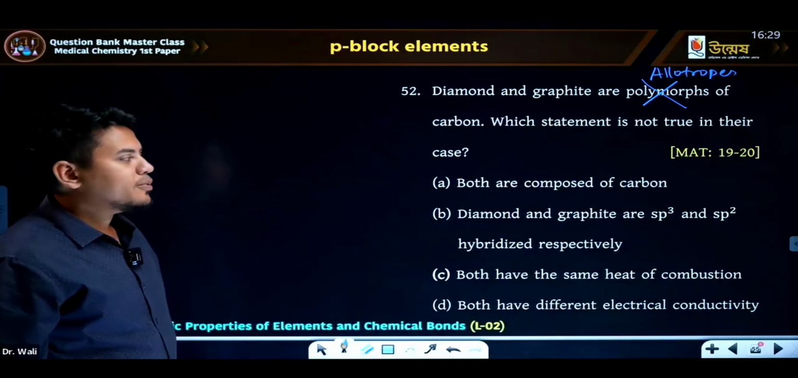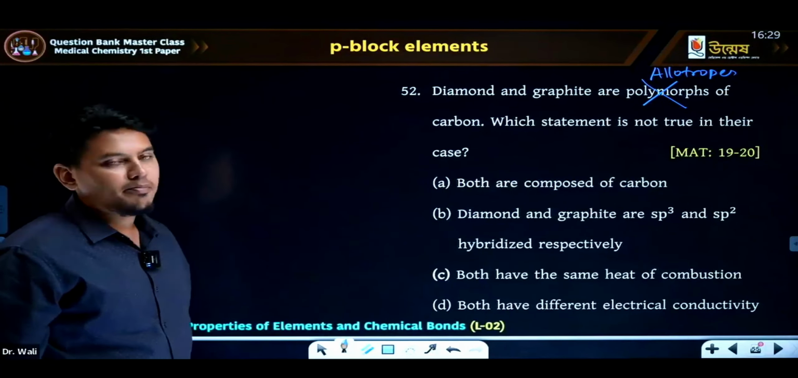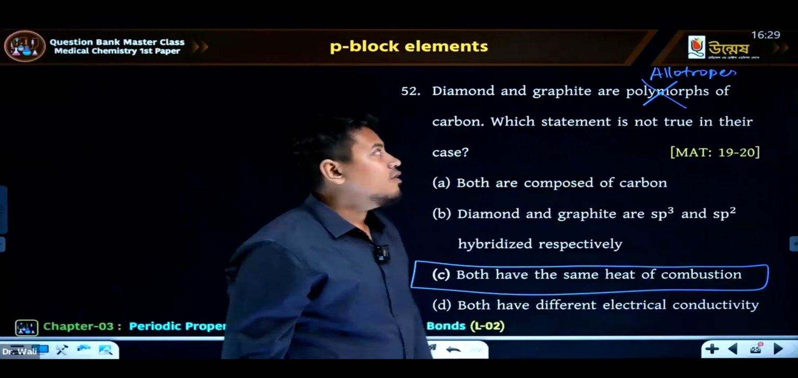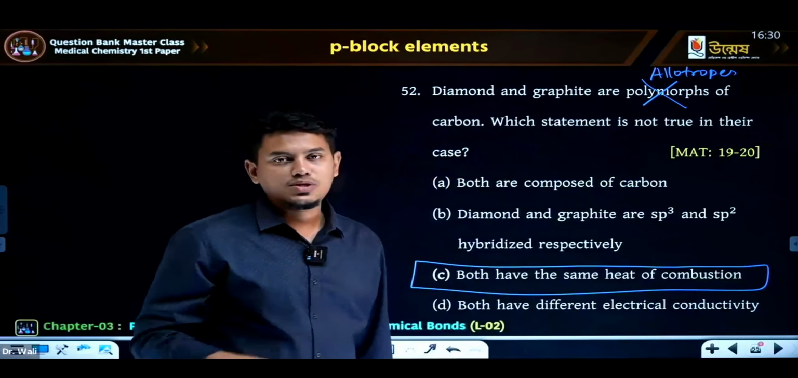Both are composed of carbon, it is true. Diamond and graphite are sp3 and sp2 hybridized. This is also true. Both have the same heat of combustion? No, this option is incorrect. The heat of combustion of graphite is more than that of diamond. Both have different electrical conductivity, certainly. Diamond doesn't show any electrical conductivity, while graphite is a very suitable conductor.